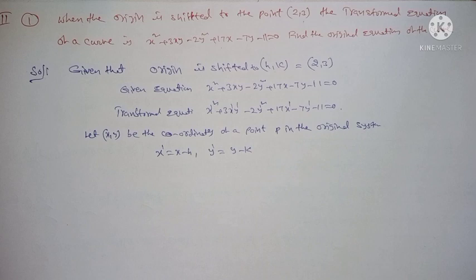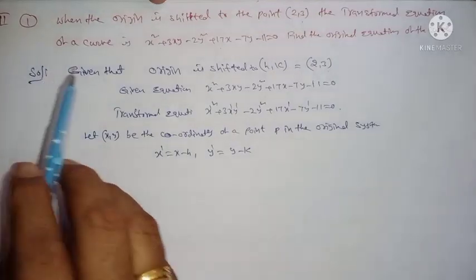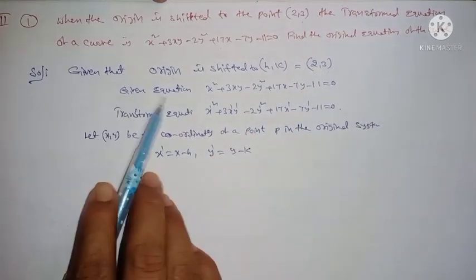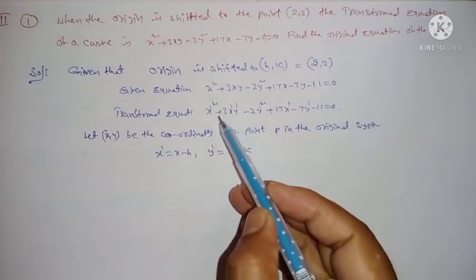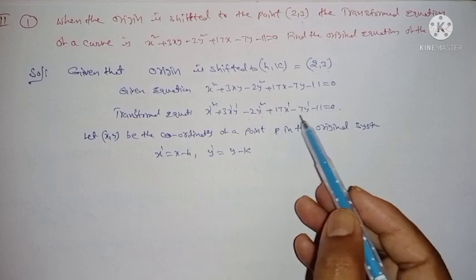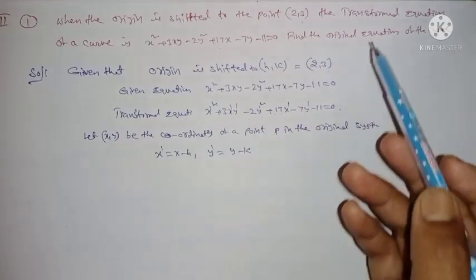Here h comma k is given. H comma k is how much? 2, 3. Therefore, the solution: it is given that the origin is shifted to h comma k is equal to 2 comma 3, and the given equation is x square plus 3xy minus 2y square plus 17x minus 7y minus 11 is equal to 0. The transformed equation you can write as x dash, y dash. Therefore, x dash whole square plus 3x dash y dash minus 2y dash whole square plus 17x dash minus 7y dash minus 11 is equal to 0. This is the transformed equation. Okay, find the original equation.